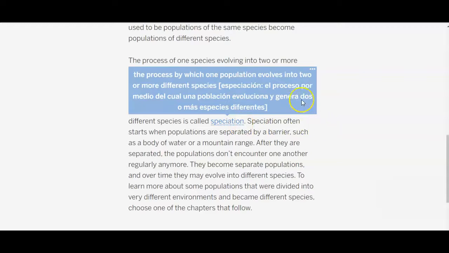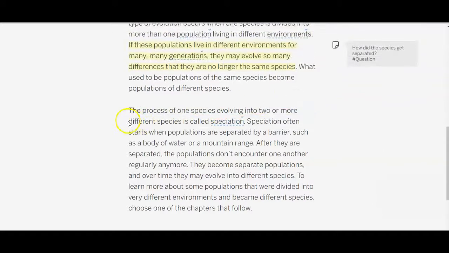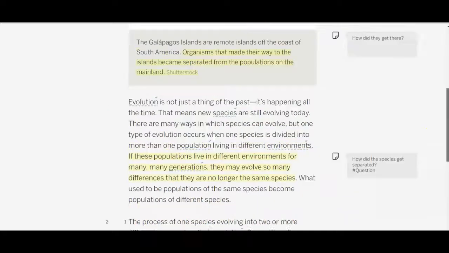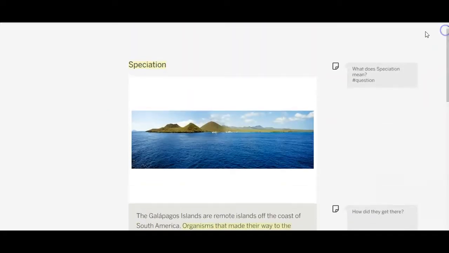So, speciation is the process by which one population evolves into two or more different species. You know what? Let's see, what line is this on? This is sentence 2 of paragraph 2. So I'm going to go up here. I'm going to say, you know what?